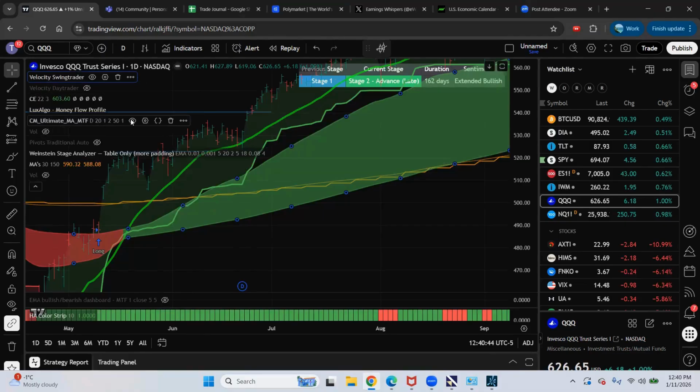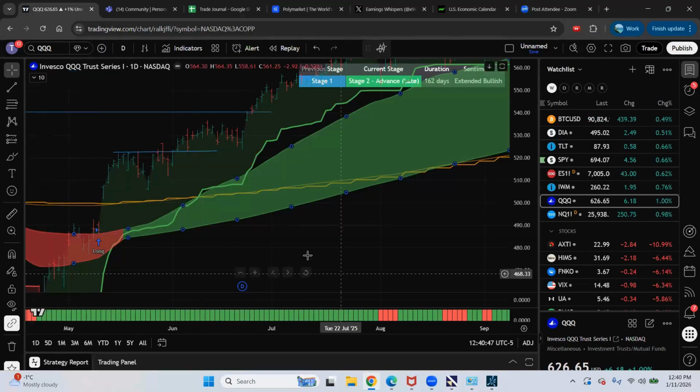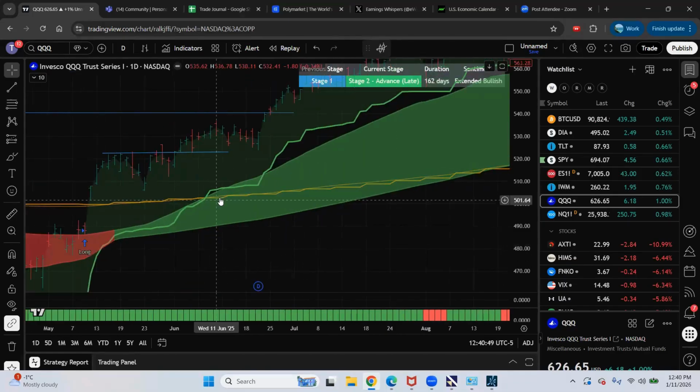Let me get rid of this one here. There. So now we've got the 30-week moving average, the Weinstein. We've got the 3 ATR, and we've got the bottom of the ribbon. The bottom of the ribbon is a little too much room for me to give the trade to breathe and work itself out. Of course, in hindsight, it does. But I would put my stop loss here within that 5% range.